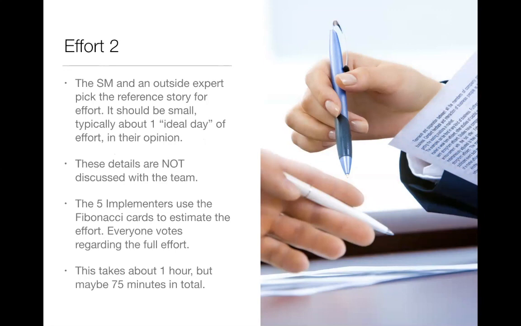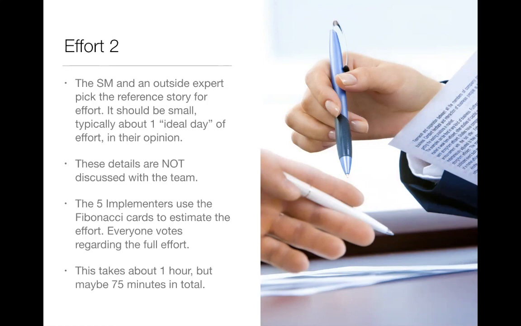But before we do that, we have to have a reference story. So we have the Scrum Master and an outside expert, not one of the implementers, not one of the doers. The 2 of them argue about it and identify a small story. Typically, we recommend about 1 ideal day of work, in their opinion, for that team. So they identify that as the reference story. They put a 1 story point on it. It represents 1 story point, not 1 ideal day. They do not explain all these details to the team, to the implementers.